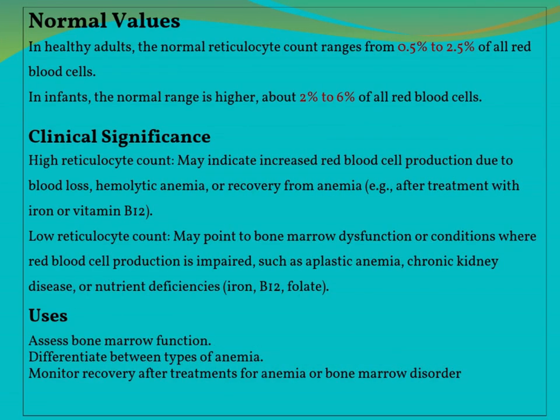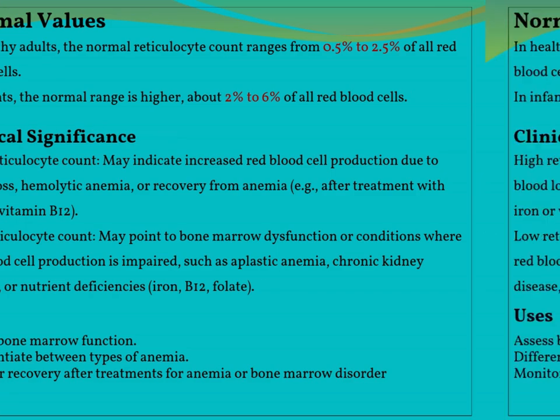This is the normal value in healthy adults, 0.5% to 2.5%. In infants, the normal range is higher, up to 6% of all red blood cells. Clinical significance: a high reticulocyte count may indicate increased RBC production due to blood loss, hemolytic anemia, or recovery from anemia, for example after treatment with iron or vitamin B12.